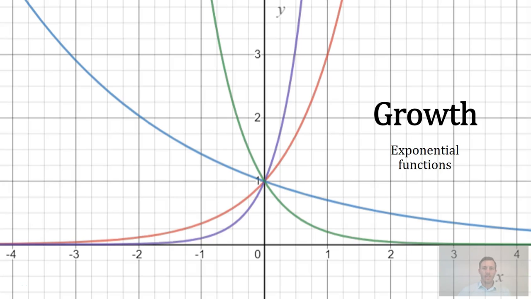One of the most common ways in which a quantity can grow is exponentially. We can describe processes of growth using exponential functions. These functions are only approximations to the real world. They can help us understand it and make predictions about it.